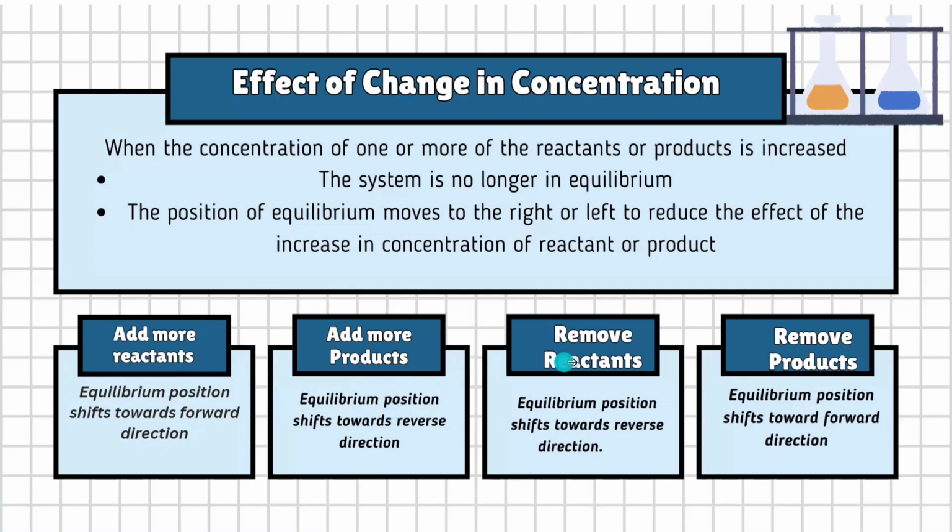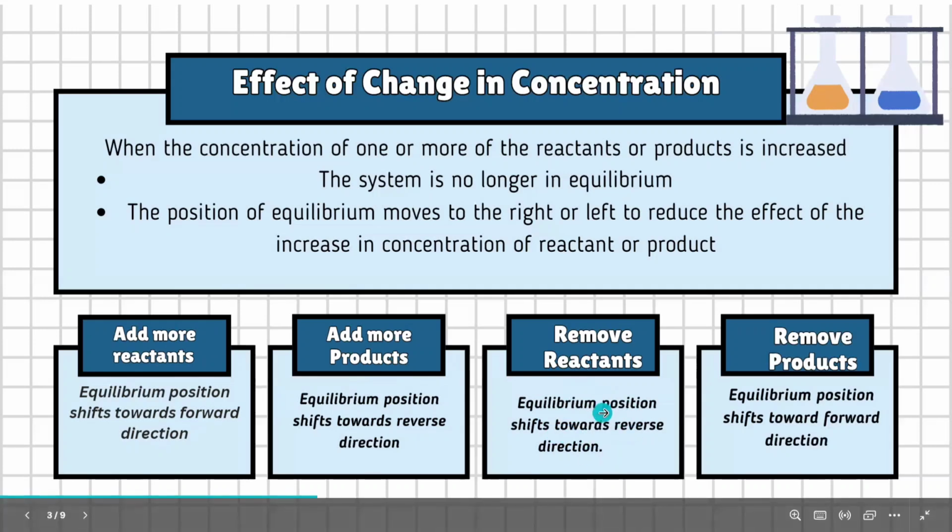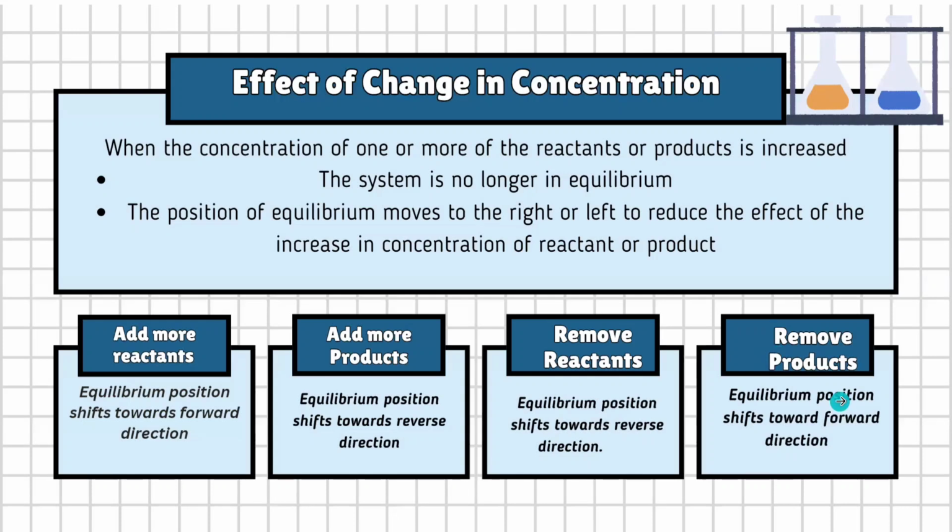Now, what happens if you remove the reactants? So, equilibrium position will shift toward the reverse direction. And if you remove the products, again equilibrium position shifts toward forward direction. Let's understand this thing through an example.